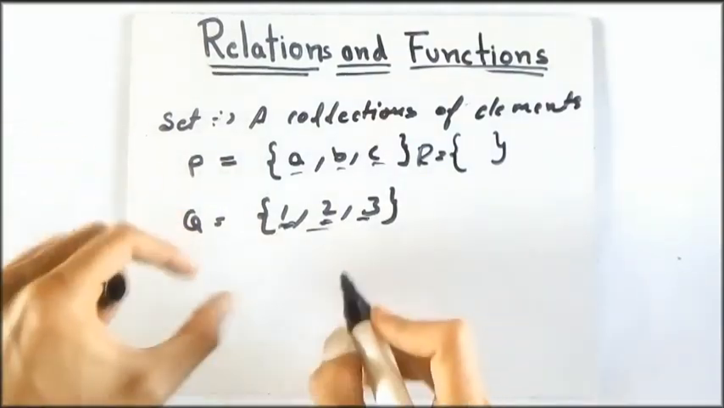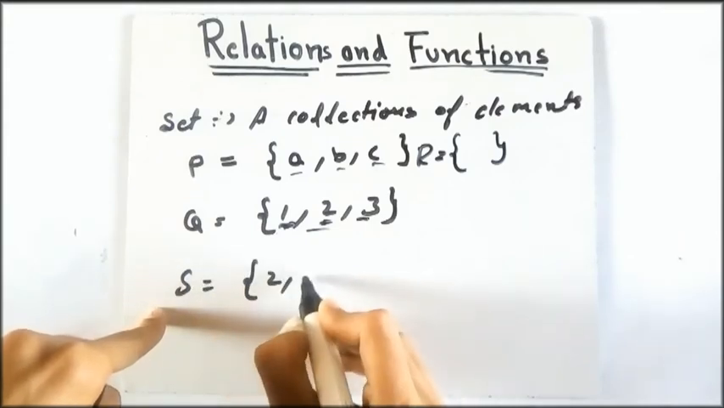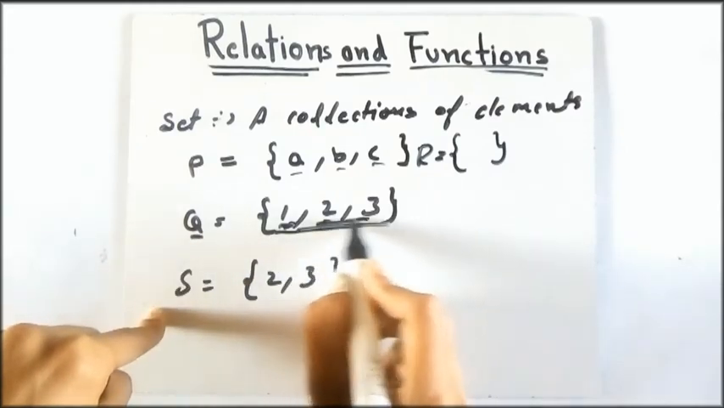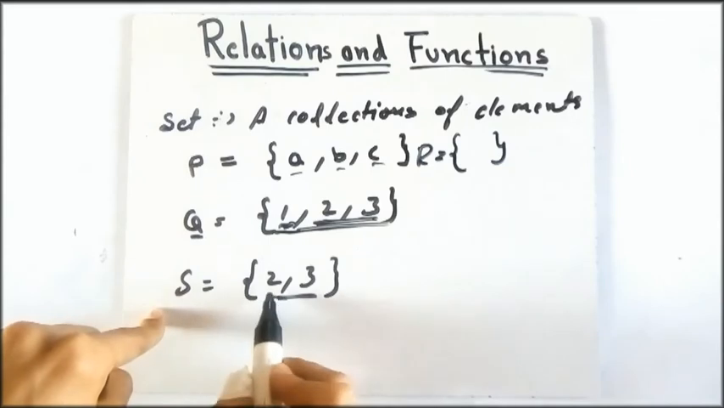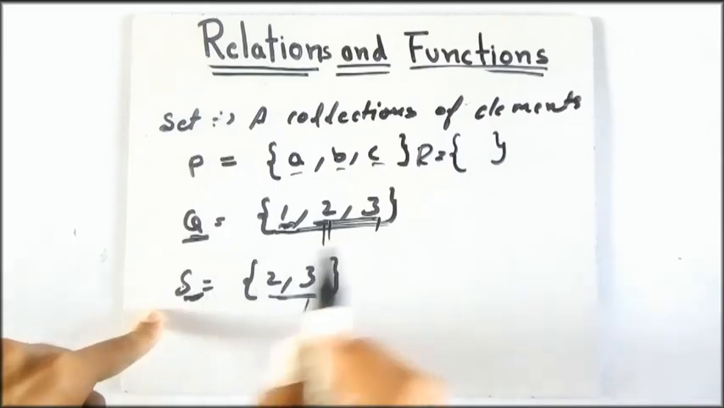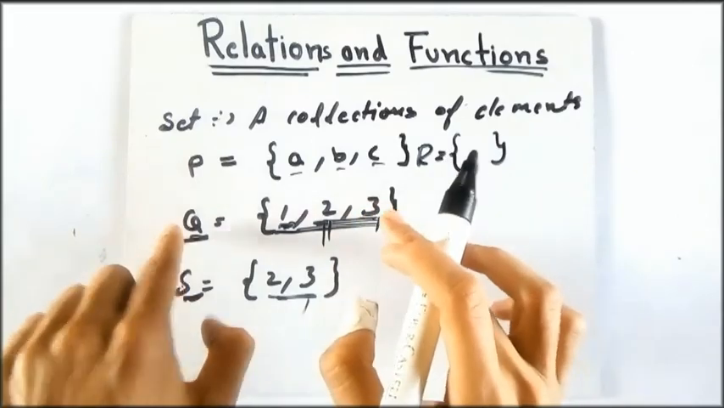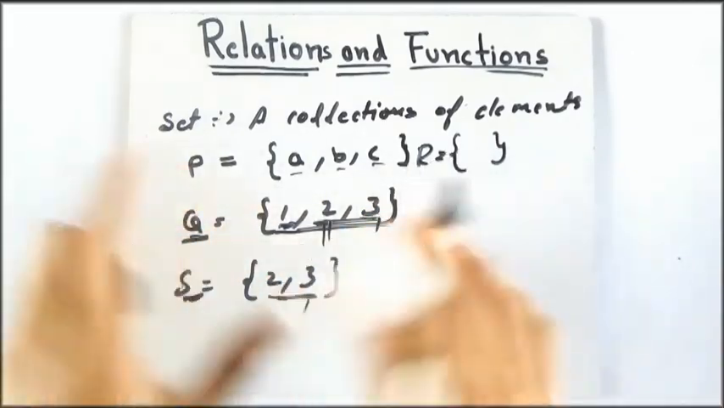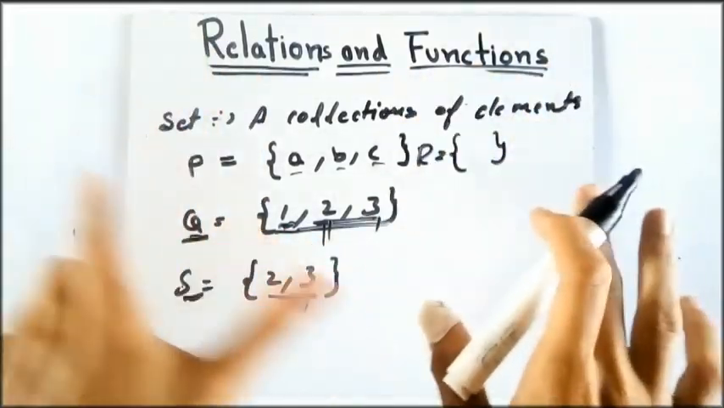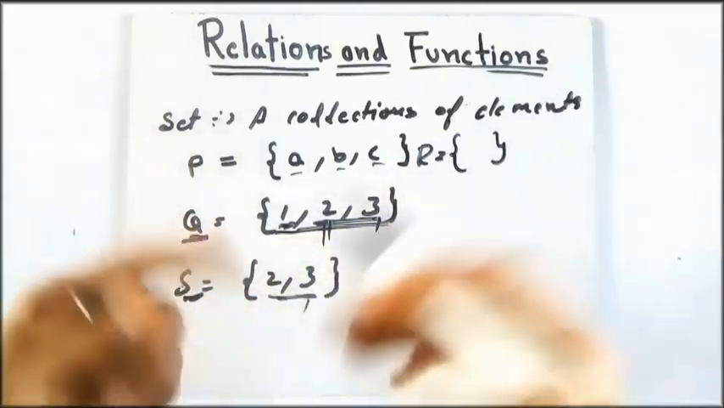And another thing, for example, here is a set S which is 2, 3. Now this set has 2 and 3 already, and it just contains elements of that set. So this set is a subset of Q. These elements are just an extracted version of that set. So a subset is another thing you need to know before starting relations and functions, and this is everything you need to know before starting. So now let's jump into the topic of relations and functions.